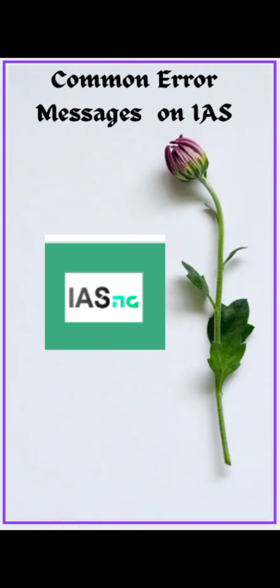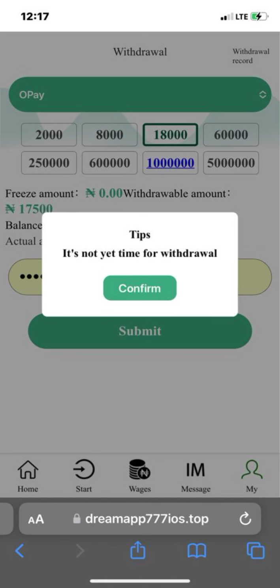So the first one we're looking at today is "It's not yet time for withdrawal." What does "It's not yet time for withdrawal" mean? This simply means that as a trainee or an employee, you are trying to make a withdrawal, but it's not going through. Why? Simply because the day you are trying to withdraw does not fall on your withdrawal date.